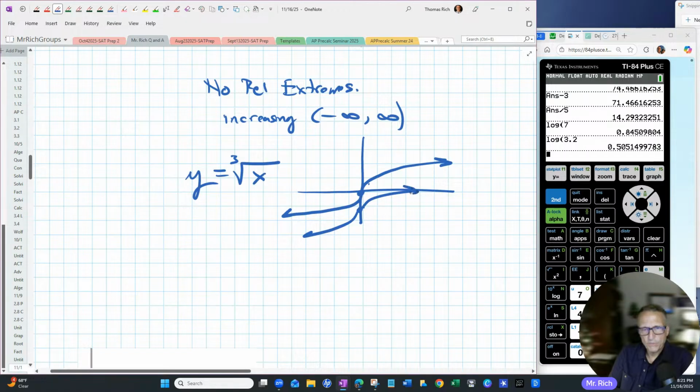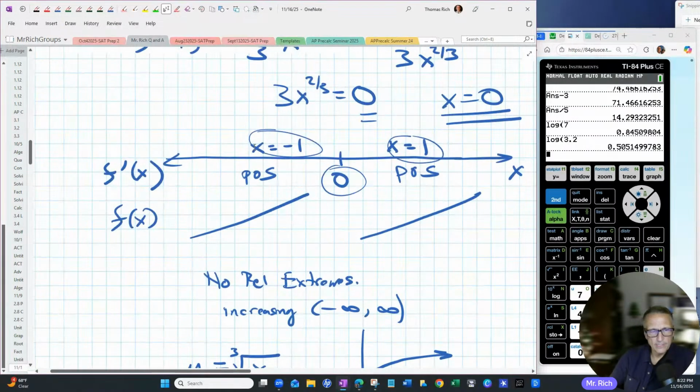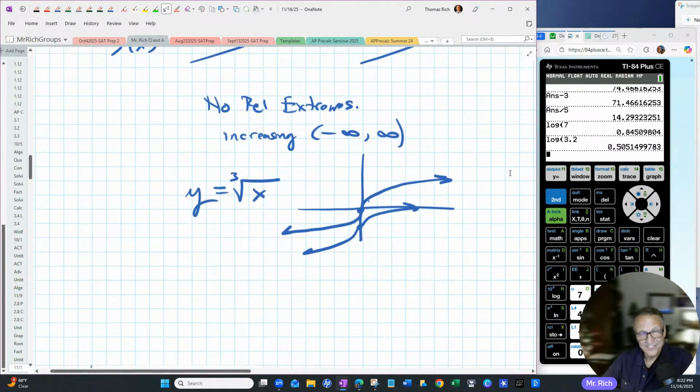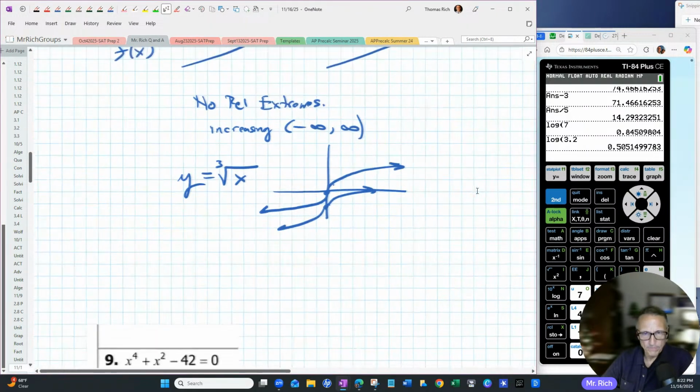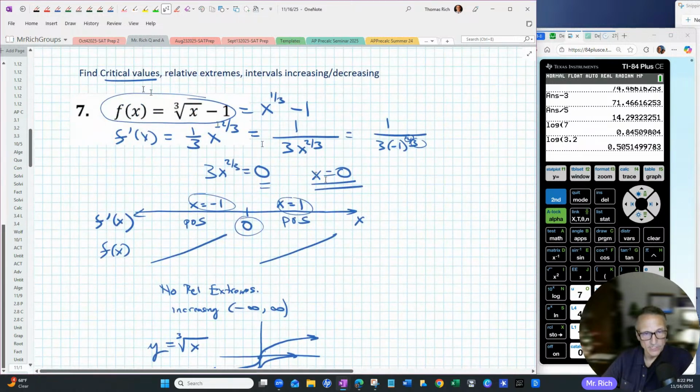Okay, so no surprise that we got the result that we did in our analysis, that the function is increasing to the left of 0, and then again increasing to the right, because you can see that in the graph right there. Okay, and no relative extreme exists there for that function.